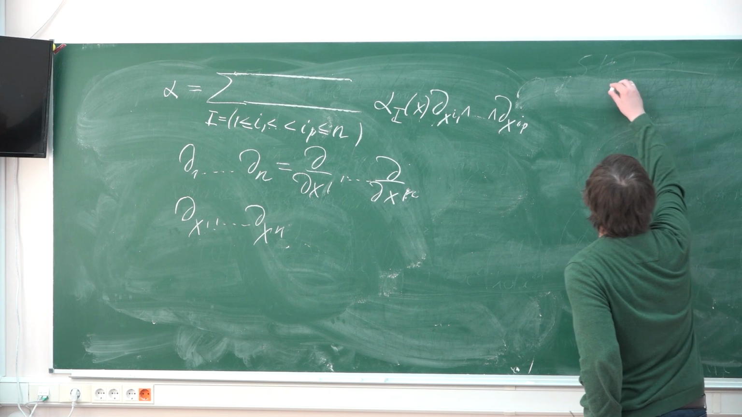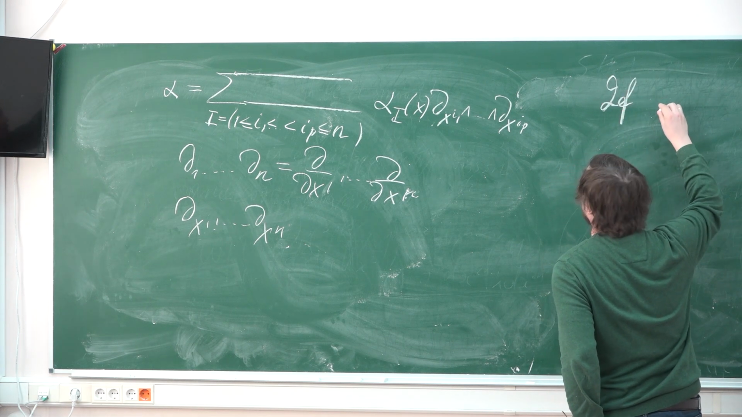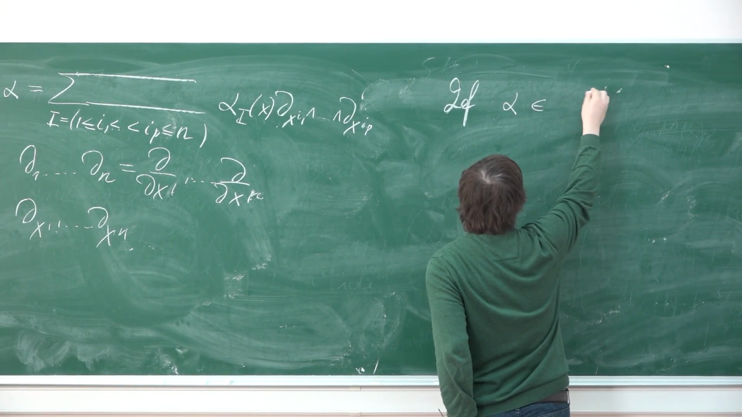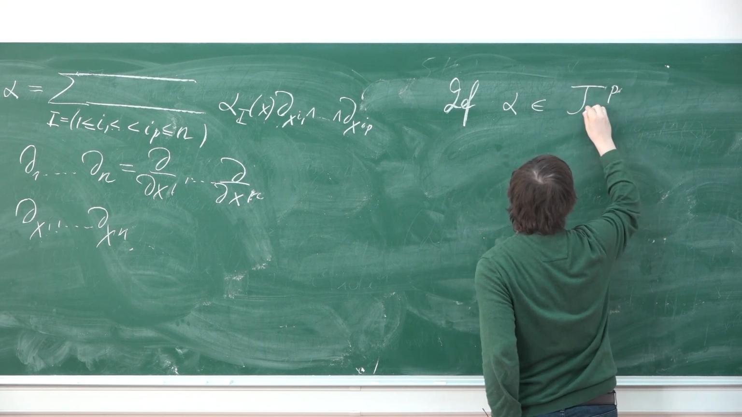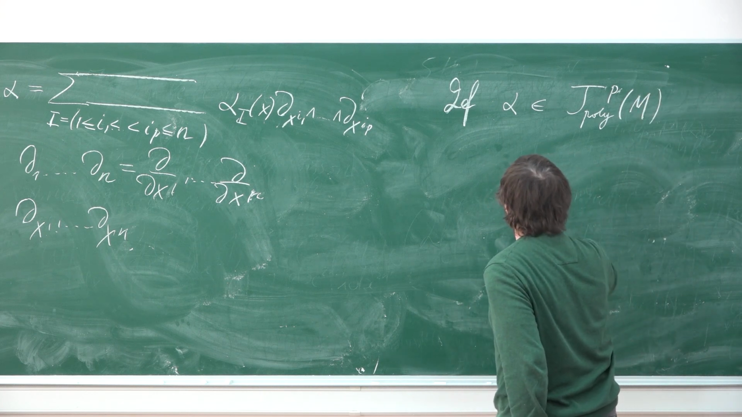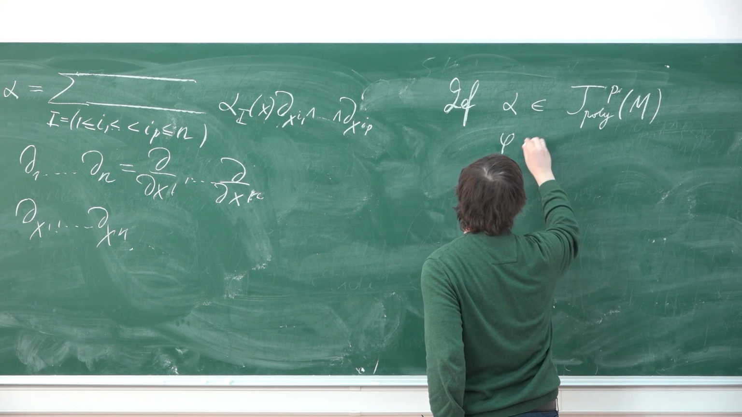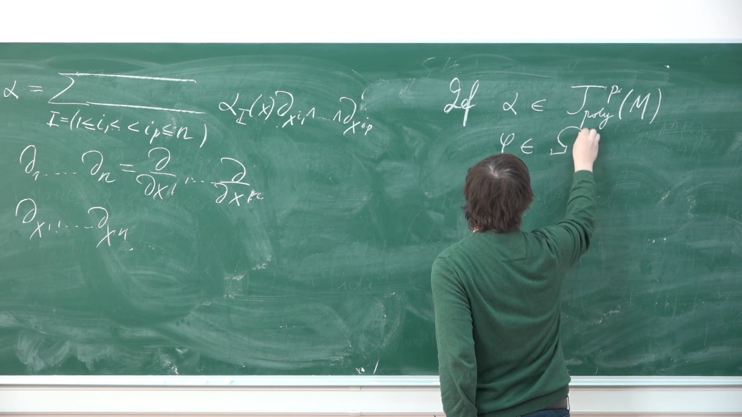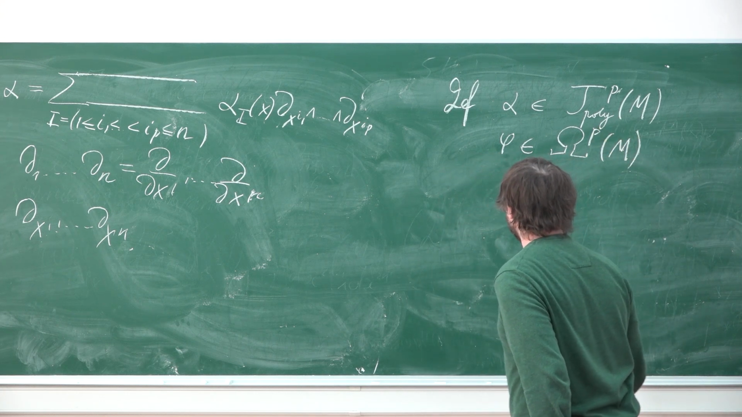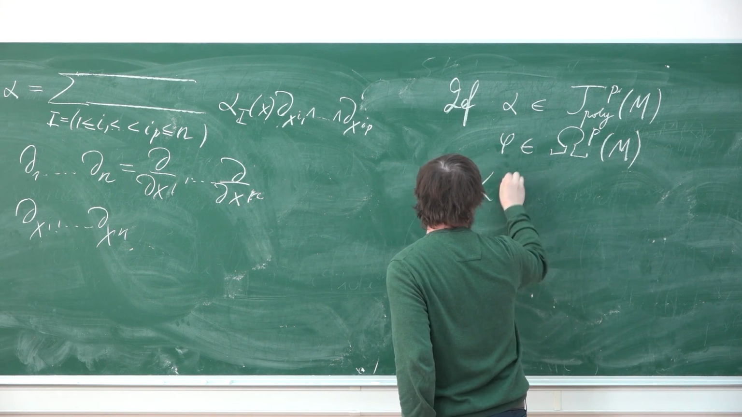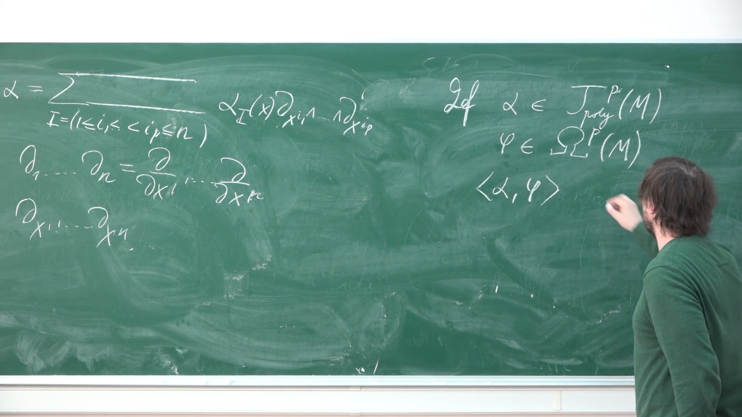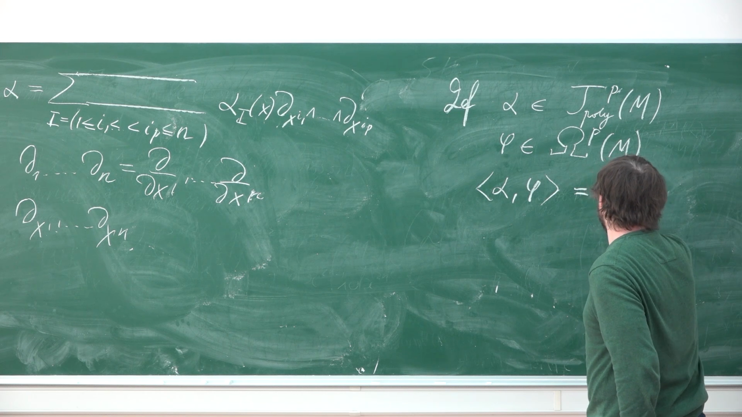Now, if you have a polyvector field, a p-vector field, I'll denote the p-vector fields by T sub p poly of M, and a differential form phi of degree p on M, then you can consider their pairing, alpha and phi. So to this end, I'll expand this formula.